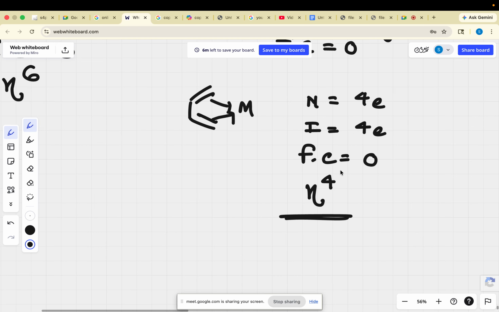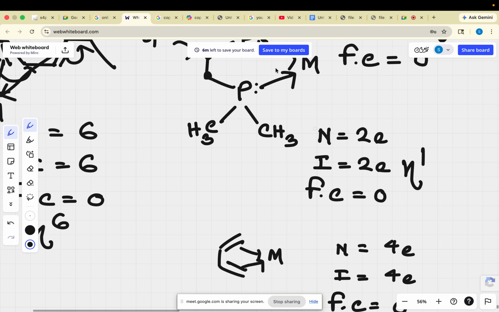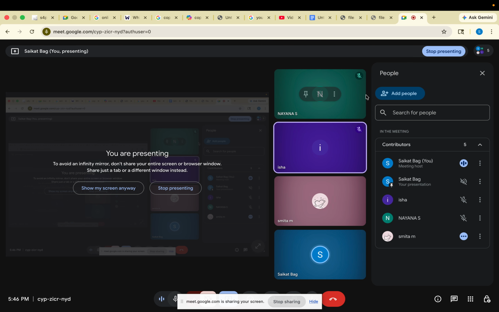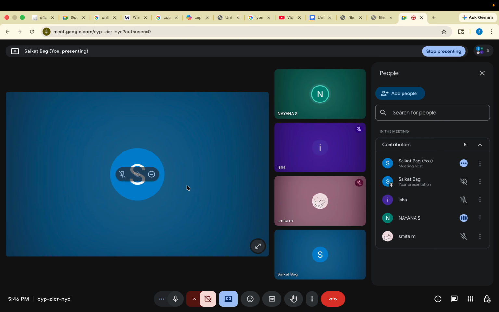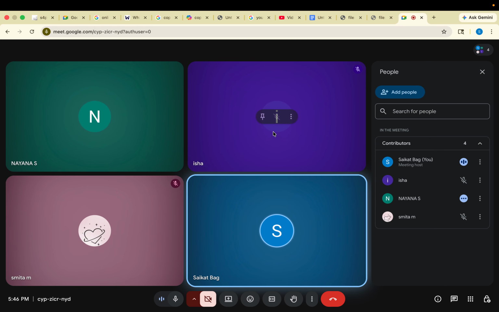So that is the end of this calculation. Tomorrow we will see how to find the oxidation state, and then we will talk about bridging ligands and those things. And then we will come to the 18 electron rule later. Fine. Any doubt from here? Any doubt? No, sir. Smita, any doubt? No, sir. Nayana? No, sir. Clear, sir. Okay, fine. So that's it for today. We will meet tomorrow again.